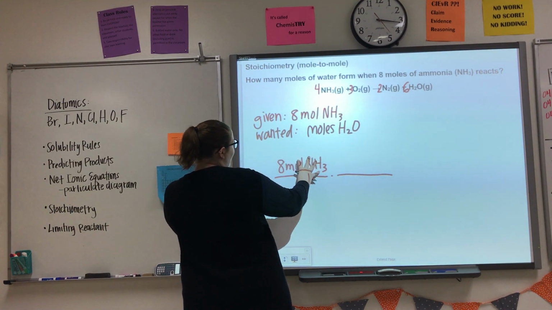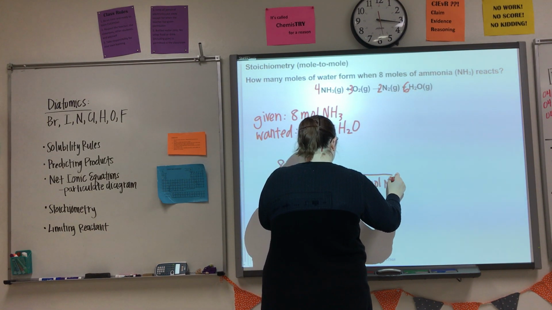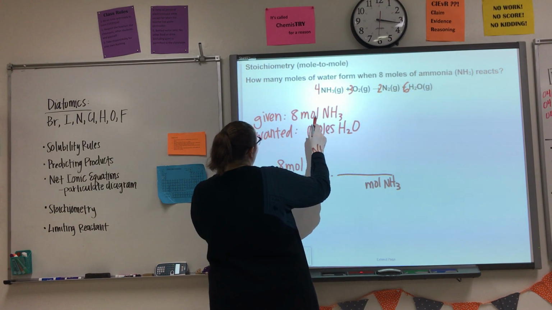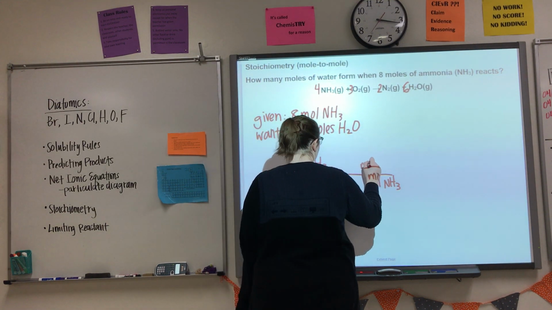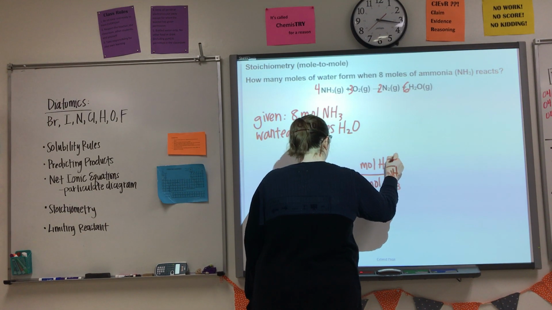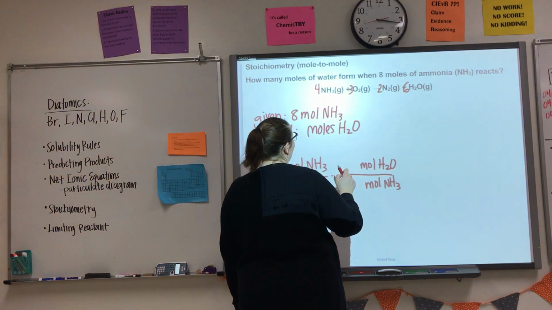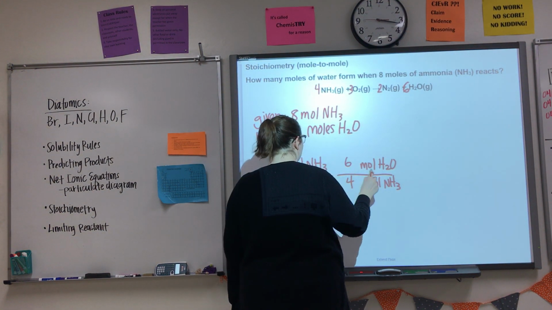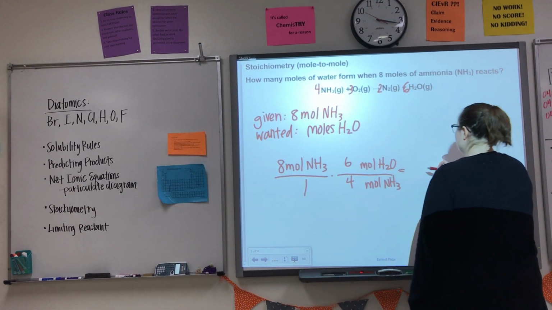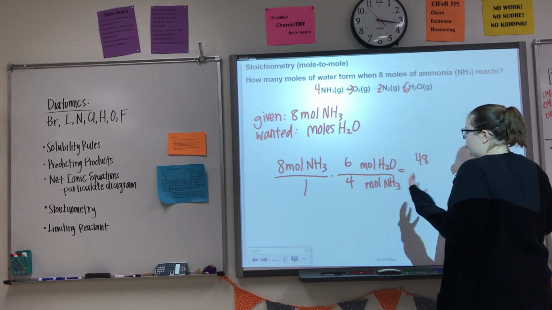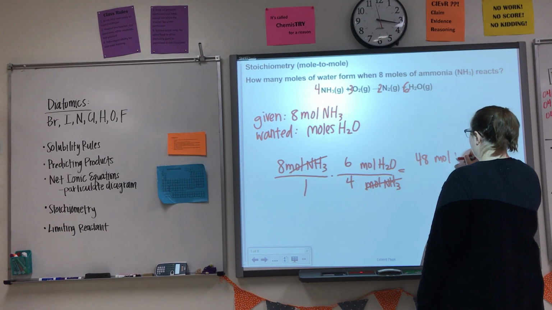Now, the units I have on top here are going to slide down here so that I can cancel them out in just a second. Because I want to be able to cancel out my units. If I have moles of ammonia and I want moles of water, I can use my mole-to-mole ratio to get there. And for my mole-to-mole ratio, I use my balanced chemical equation that says for every 4 NH3, I have 6 H2O. So then I just do a little math. 8 times 6 is 48. What are my units? Well, my moles of NH3 canceled, so it's mole H2O on top.